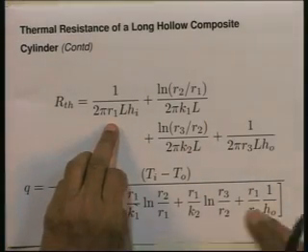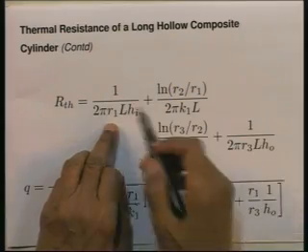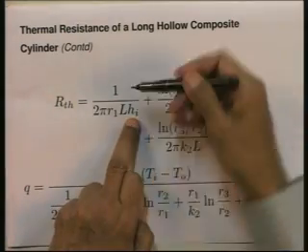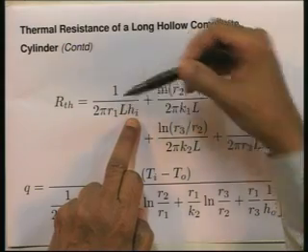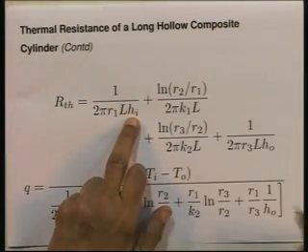Start with the inner one, 1 upon h_i into the inner area. What is the inner area? 2 pi R1 L. L is some length that we are taking for the cylinder.